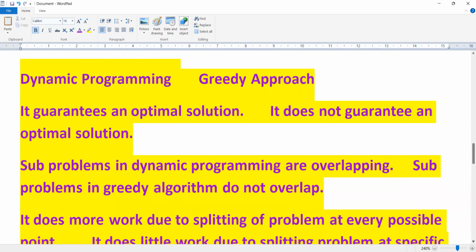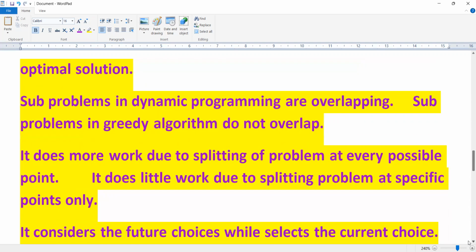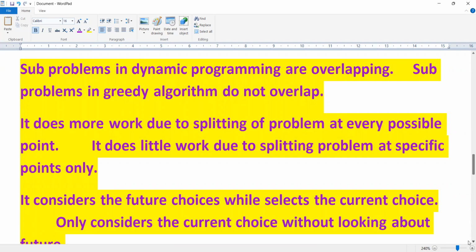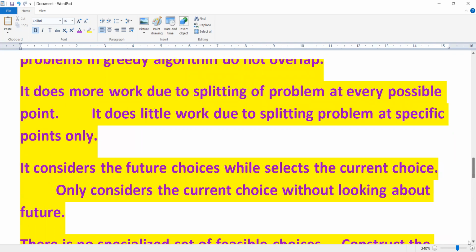Next difference is dynamic programming and greedy approach. What is the difference between dynamic programming and greedy? Dynamic programming guarantees an optimal solution, but the greedy approach does not. Sub-problems in dynamic programming are overlapping, but in greedy algorithms they do not overlap. Dynamic programming does more work due to splitting the problem at every possible point, but greedy does little work due to splitting the problem at specific points only.